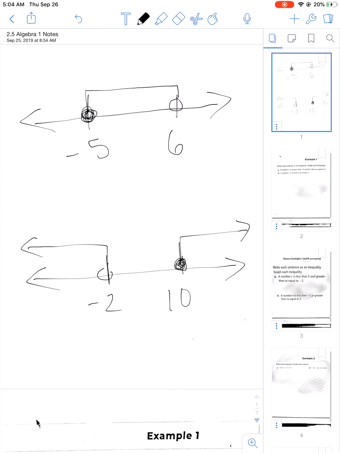Alright, hello guys, this is section 2.5, compound inequalities. Today we're looking at ands and ors.